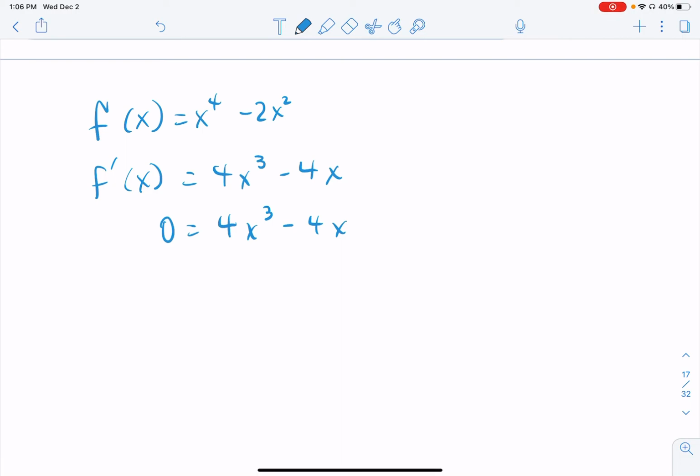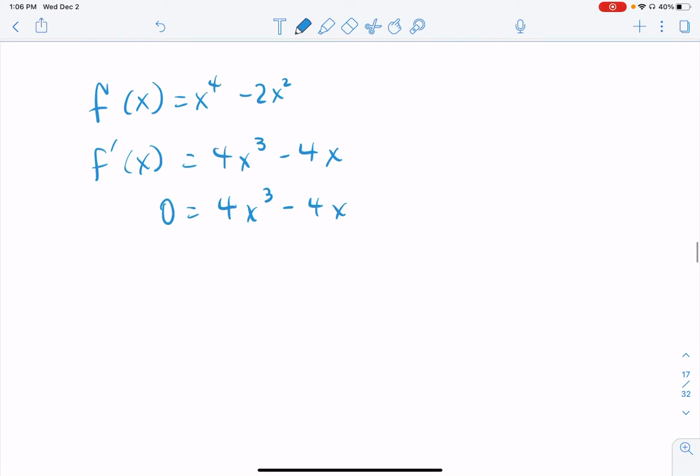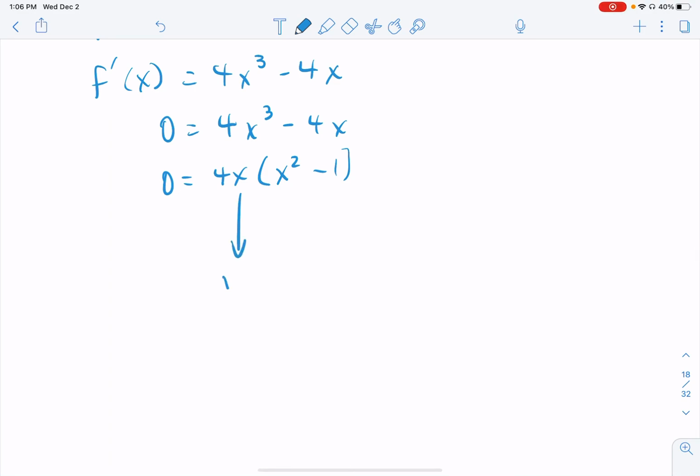It is a cubic polynomial. In order to solve it, you have to set it equal to 0, which we already did, and then you have to factor it. This one's easy enough to factor because we can pull out a common factor of 4x. And then we would have an x squared minus 1 left behind, which means from right here, x is equal to 0. And then from right here, x squared minus 1 is equal to 0, so x squared is equal to 1, so x is equal to plus or minus 1. Look at that, we have 3 values.